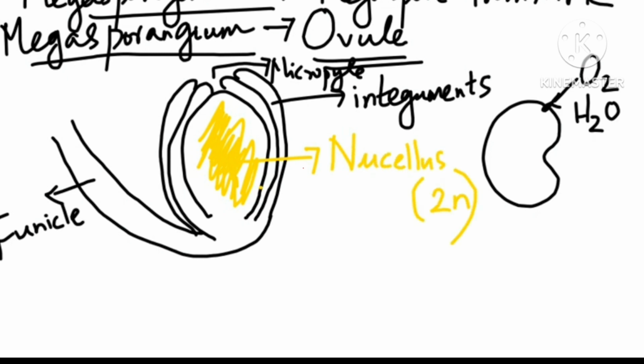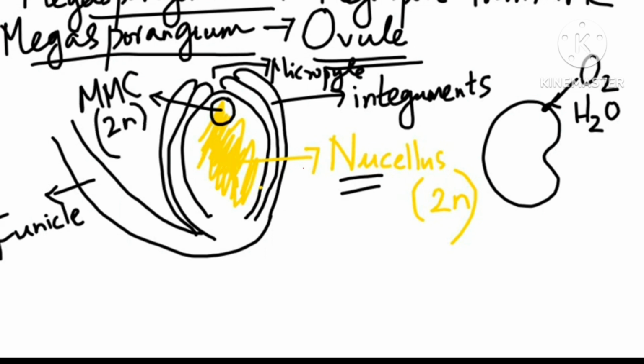Megaspore mother cell will get differentiated from nucellus. That means from the nucellus, one cell will get specialized. That cell is near micropyle. And that cell is called as megaspore mother cell. I'm writing in short. It is diploid.